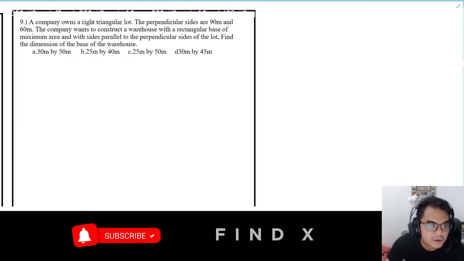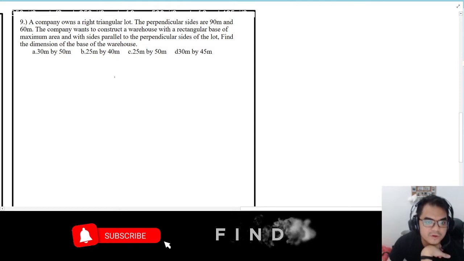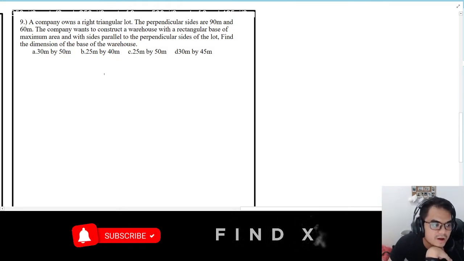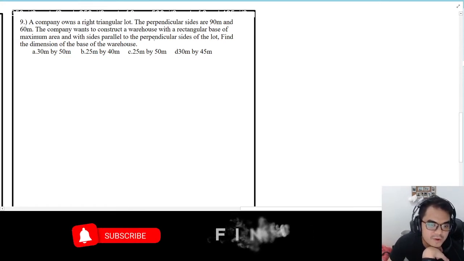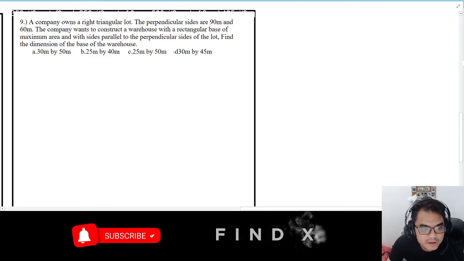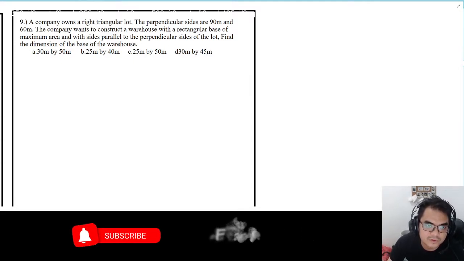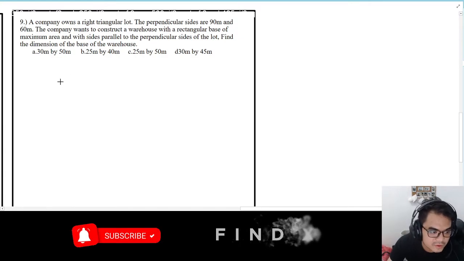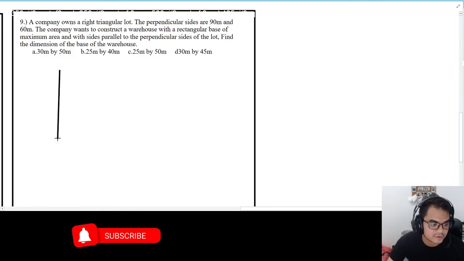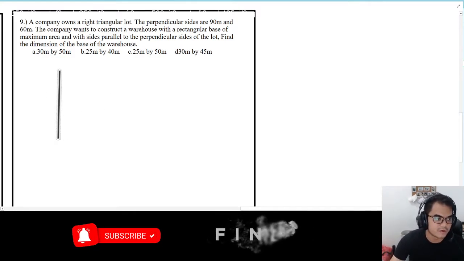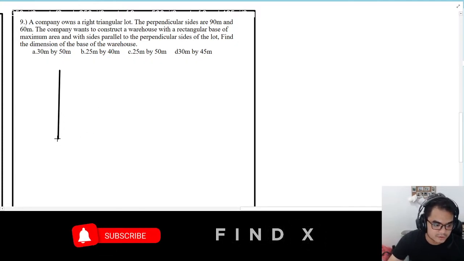Okay, so we have here the next number, which is: a company owns a right triangular lot and the perpendicular sides are 90 and 60 meters. So the company wants to construct a warehouse with a rectangular base of maximum area and with sides parallel to the perpendicular sides of the lot, and find the dimension of the base of the warehouse. So this is very easy. So let's say that this is a triangular lot, since it says to be right triangular, right?